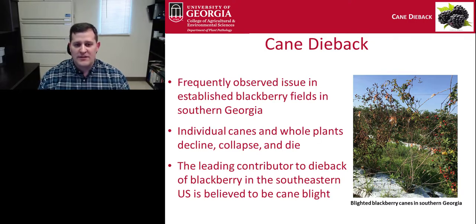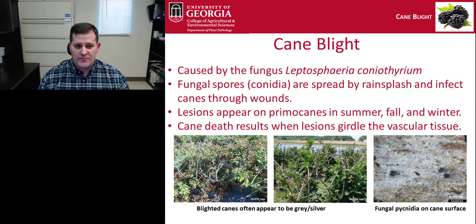Cane blight is caused by the fungus Leptosphaeria coniotherium, and this fungus produces spores that are spread by rain splash and generally infect canes via wounds. So blackberries have lots of times during the season where they are pruned, and where thorny blackberries, through wind and other actions, can self-wound other canes, and these are all opportunities for cane blight to infect.